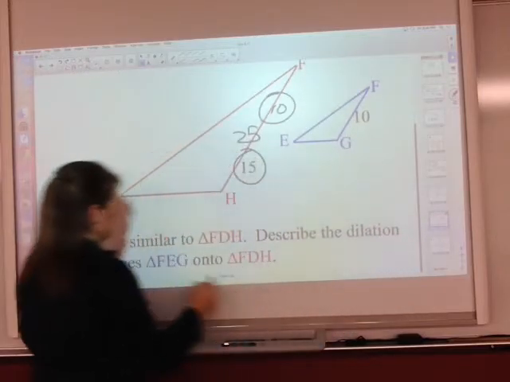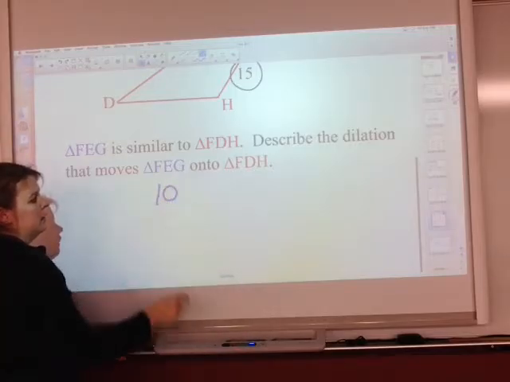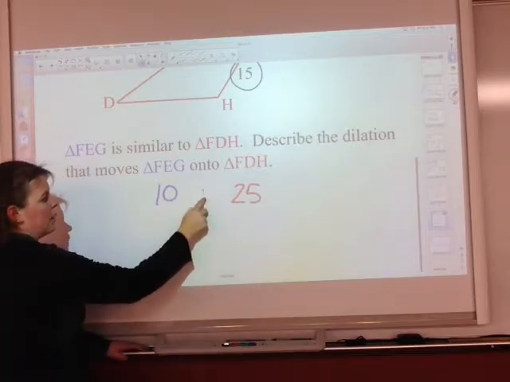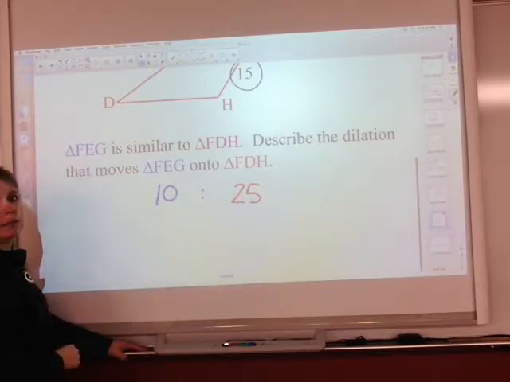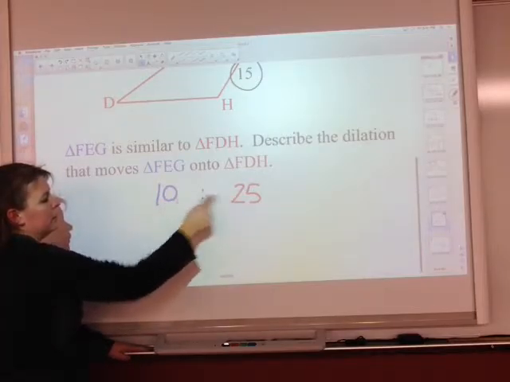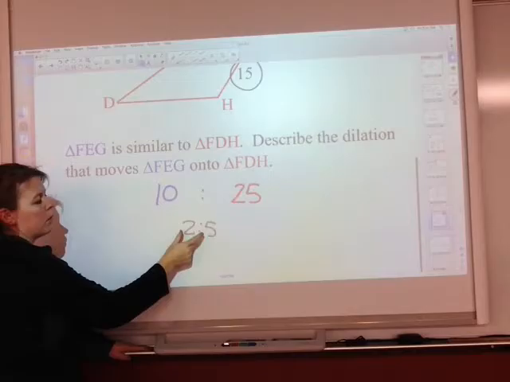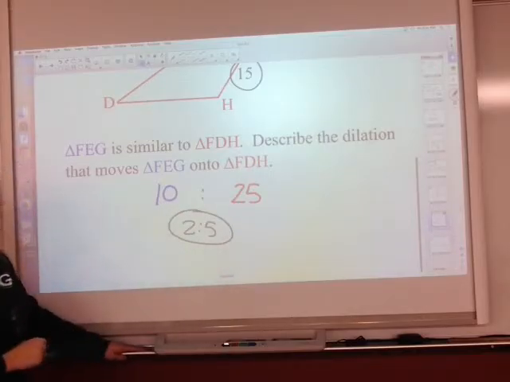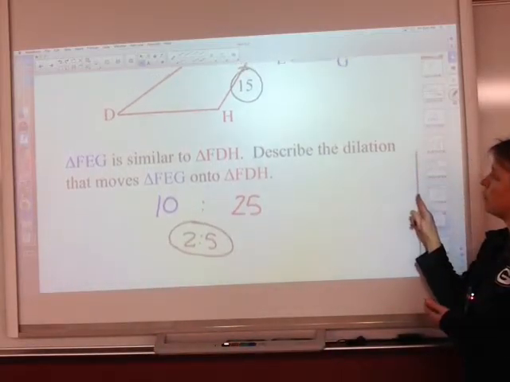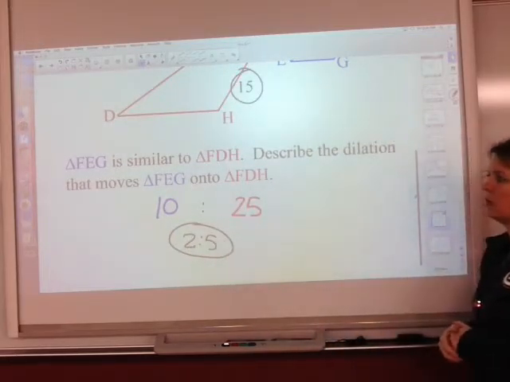Describe the dilation that moves triangle FEG onto triangle FDH. We're going to take the number 10, compare it to the number 25, and describing the dilation is the same as a scale factor. Few different words for the same thing. 10 to 25, divide them both by 5, you get a 2 to 5. Describe the dilation, it'll go from 2 to 5. That's your scale factor. And you know, because you're going from blue to red, from small triangle to big triangle, it has to be small number to big number.